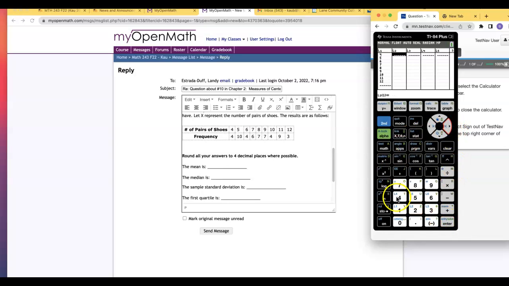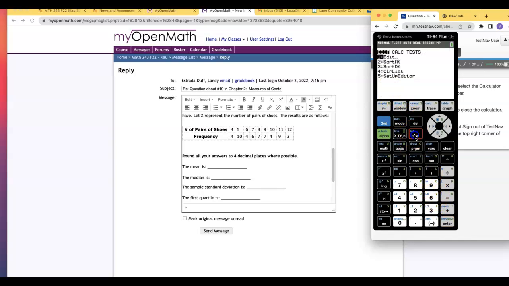So there were 4 4s, 10 5s, 4 6s, 6 7s, 6 8s, and 7 9s, and 4 10s, and 9 11s, and 3 12s. Okay, so we have the values in L1 and L2.